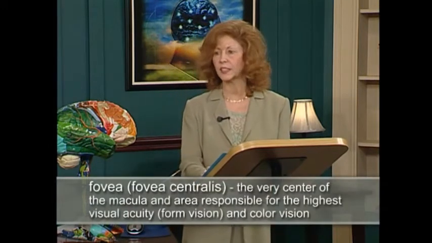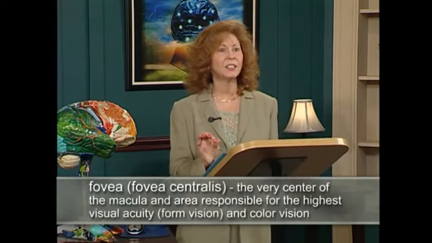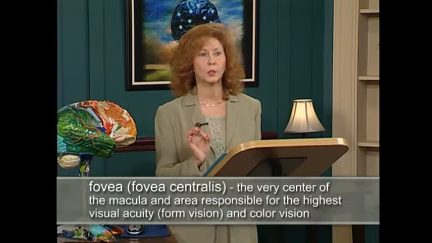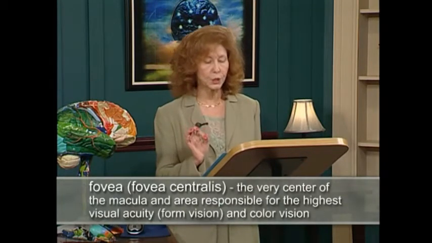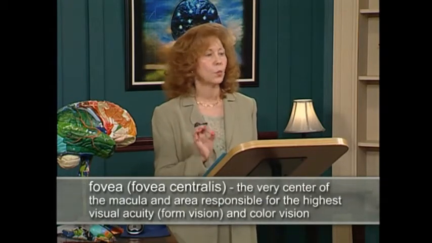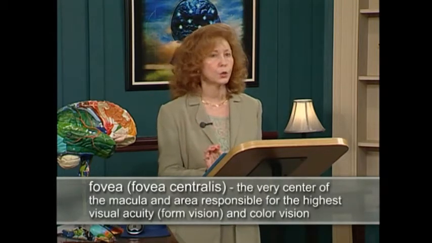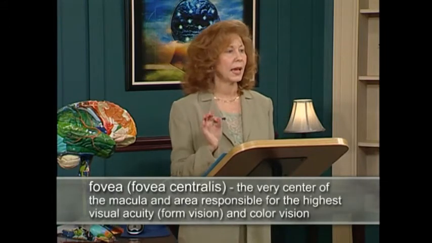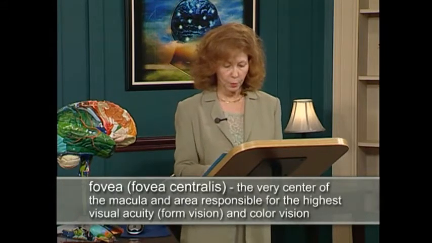Now the very center of the macula is called the fovea or the fovea centralis. And this is the center of the macula, and it is the area responsible for the highest visual acuity. We call that form vision. So our ability to see individual forms and make sense out of them. And the fovea is also responsible for color vision.